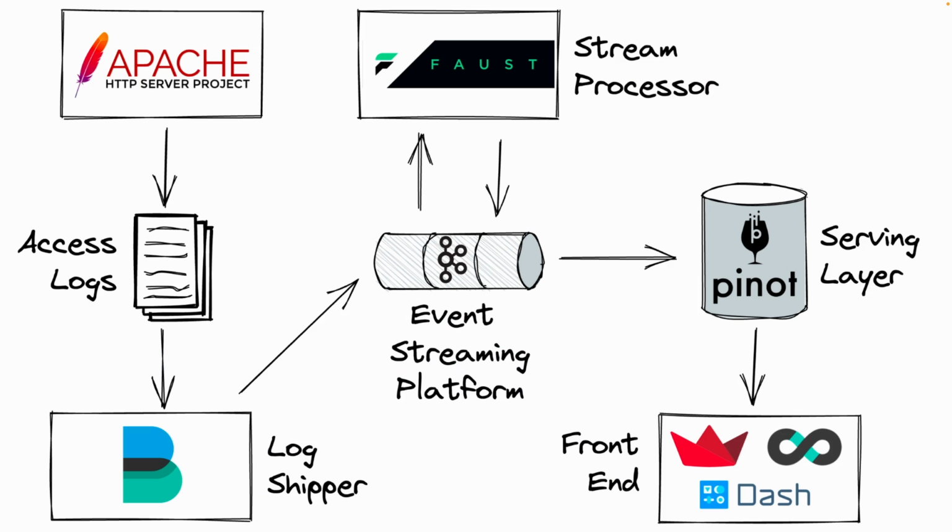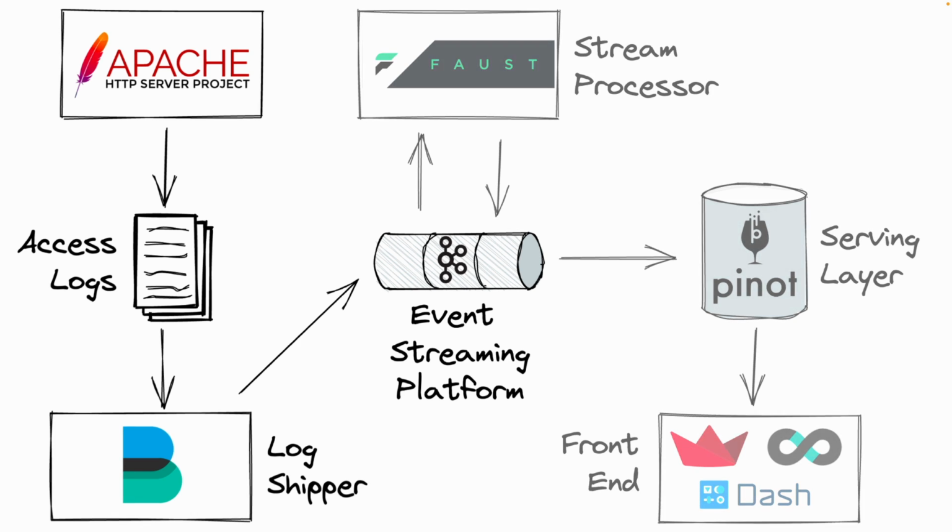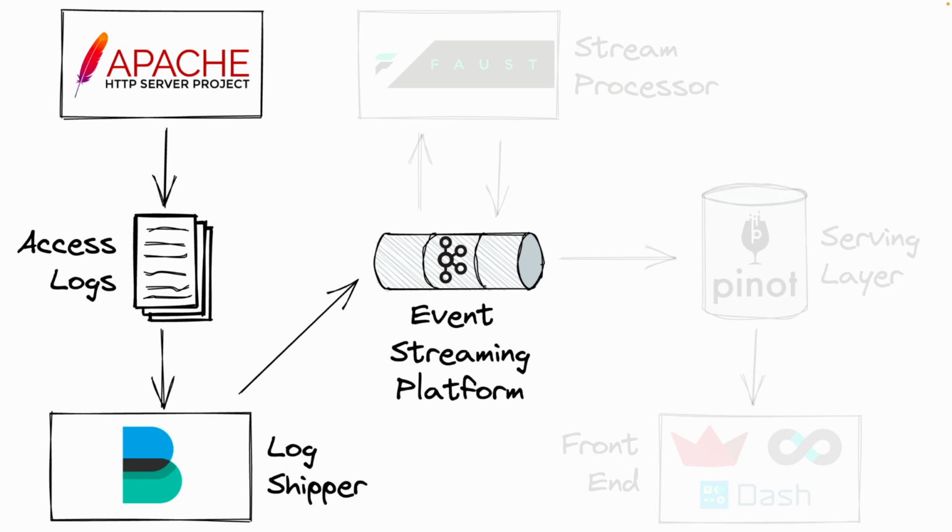So let's start by looking at an architecture diagram of the whole system that we're going to build, which we've got on the screen now. But for this video, we're just going to focus on these three components. So we've got the HTTP server up in the top left-hand side. That's going to be generating our log files, and the log shipper will then take the entries from those log files and put them into Apache Kafka.